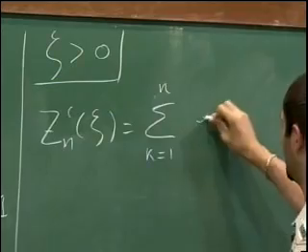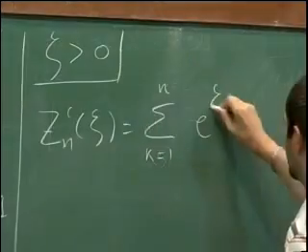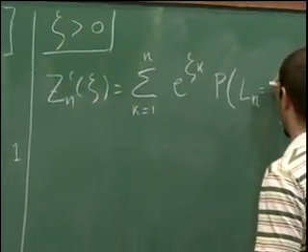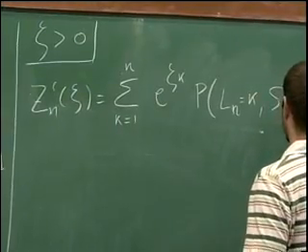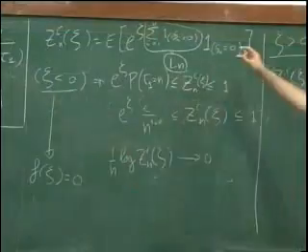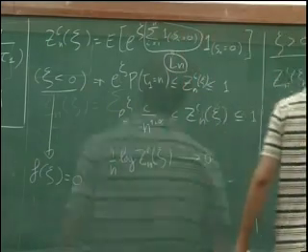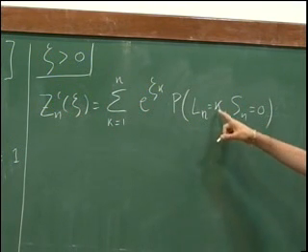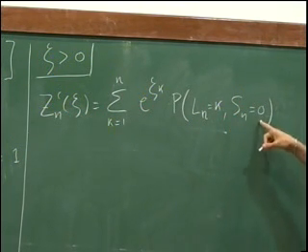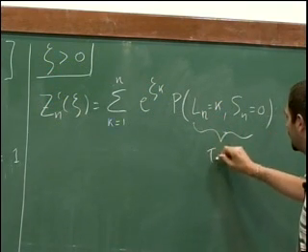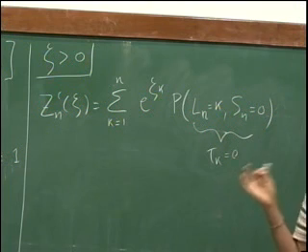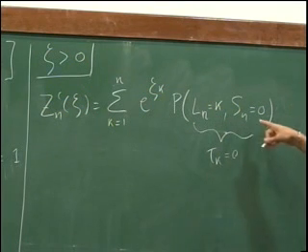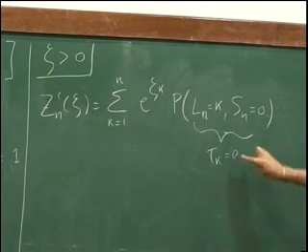So on the event Ln equals k, we have E^zeta k, and then we have the probability that Ln equals k and Sn equals 0. Okay? Just the definition of expected value. Now, what does it mean that Ln equals k and Sn equals 0? It means there are k returns, and at the end, the walk is at 0. But this is just the same as saying that tau k equals n. Tau k is the kth return. Saying that there are k returns and that there is a return at n means that tau k equals n.